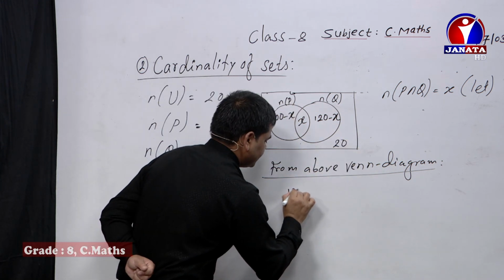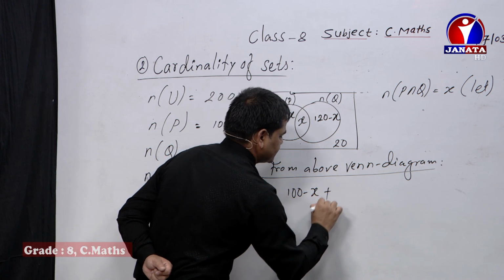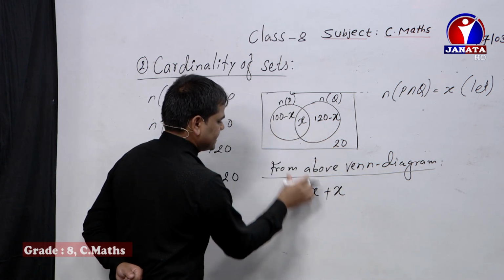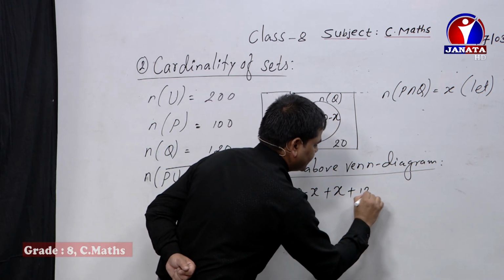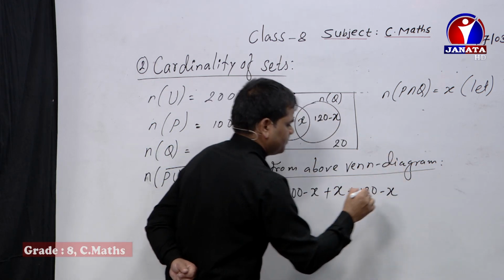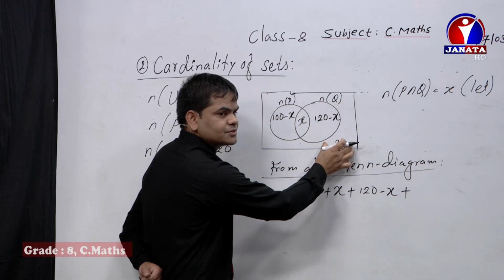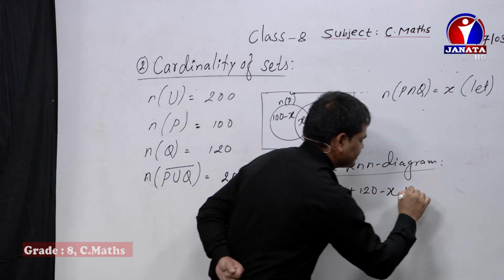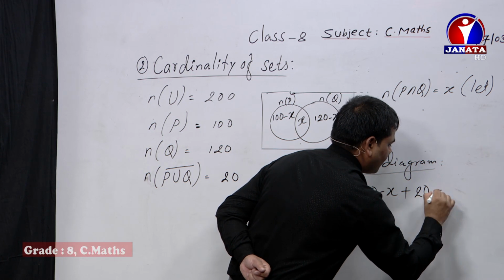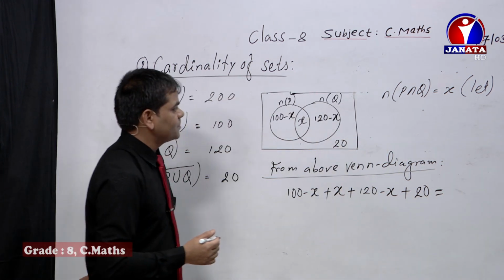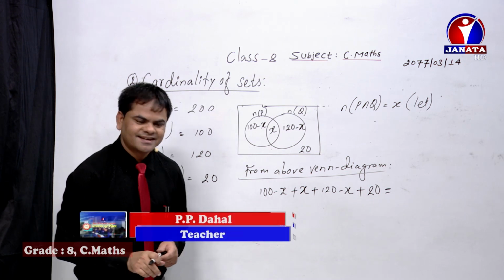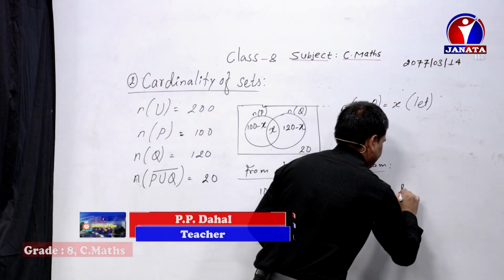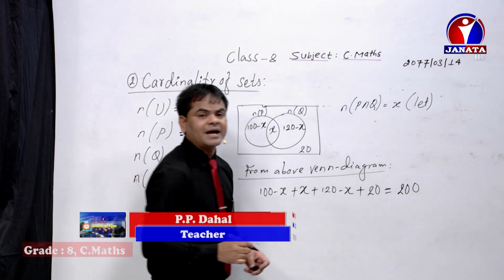So 100 minus x plus x, plus 120 minus x, plus, do not forget, dear students, to keep this one also, 20. And all together, by adding this information of the Venn diagram, the value must be 200. So let's keep 200 here. Now we can solve this to find out the value of x.